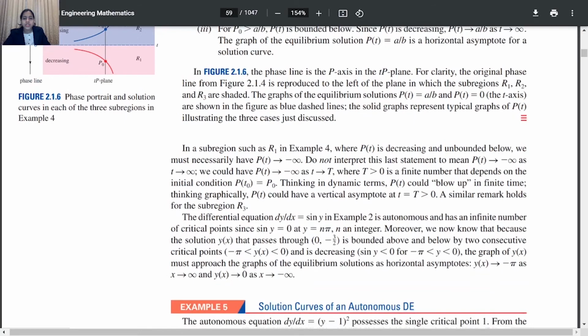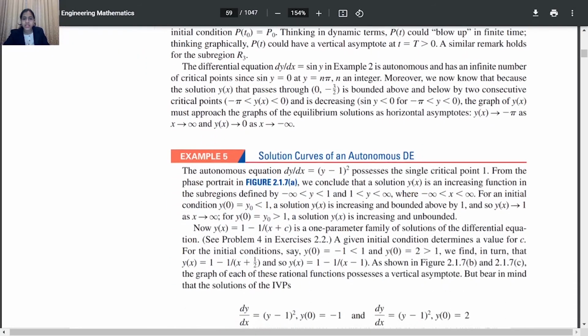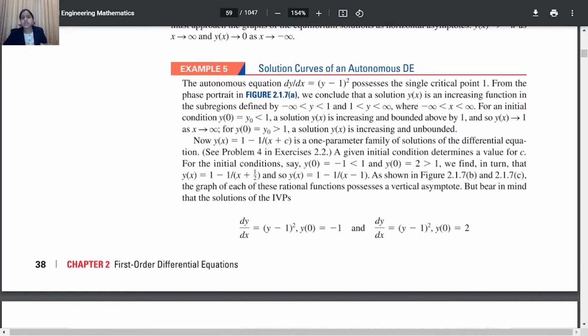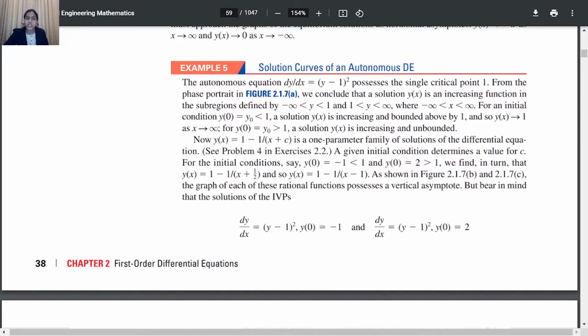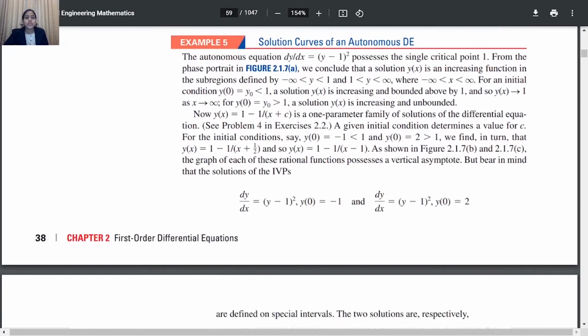Now let us move on to another example. This is another autonomous equation that we are considering. The equation is dy by dx is equal to y minus 1 whole square. So what will be the critical point? y is equal to 1 will be the critical point, right? Because at the point 1, the value of dy by dx becomes 0. So 1 is a critical point. We just have one critical point.